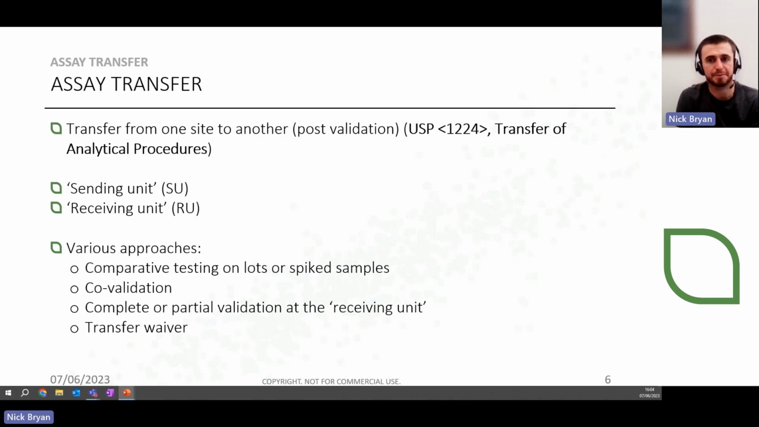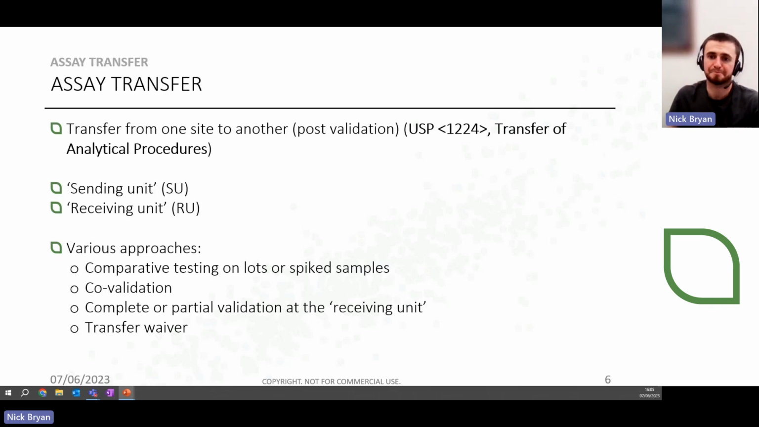There are several approaches to this. The most common, and the approach that we deal with the most, I would say, is probably the comparative testing approach. And this is where we perform testing at both sites on the same lots of the target material, and these are batches that would be from standard production. And can also just be a single batch, or it can be multiple batches.